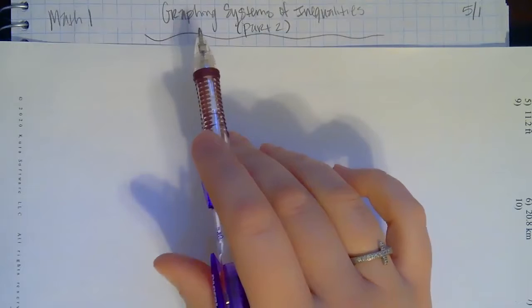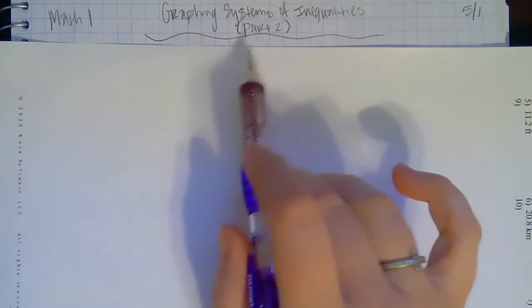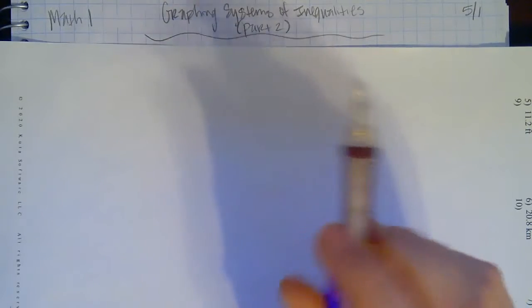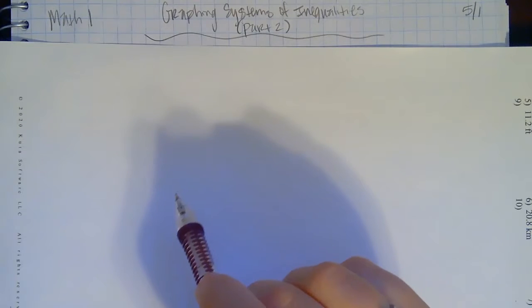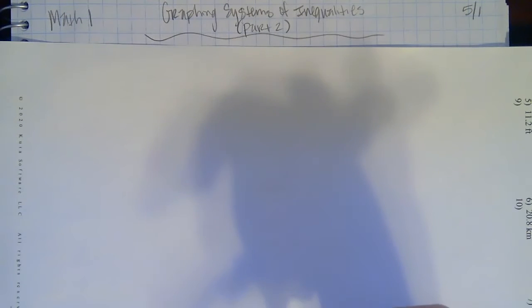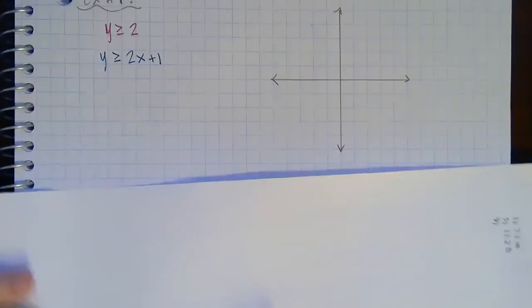Today we're continuing with our graphing systems of inequalities. We're just doing part 2. Technically, there's nothing new today, but I do want to look at one specific situation, and then I will do a second one just to make sure everybody's okay. All right? So let's look at our first inequality here.